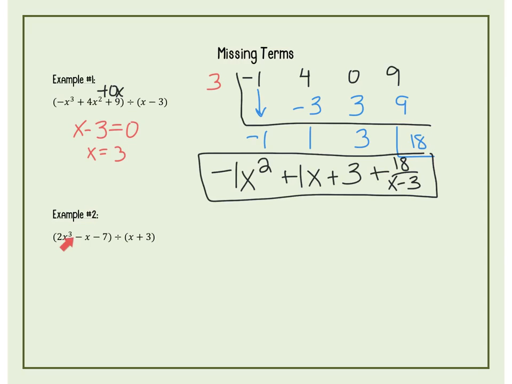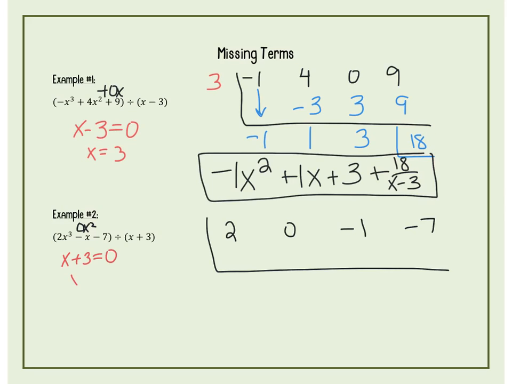And problem number 2, I start with x cubed. So x cubed next should be x squared. There is no x squared. So I have 0 x squared. So my coefficients in order are 2, 0, -1, -7. On the outside, I have x plus 3 equals to 0. It's x equals -3.